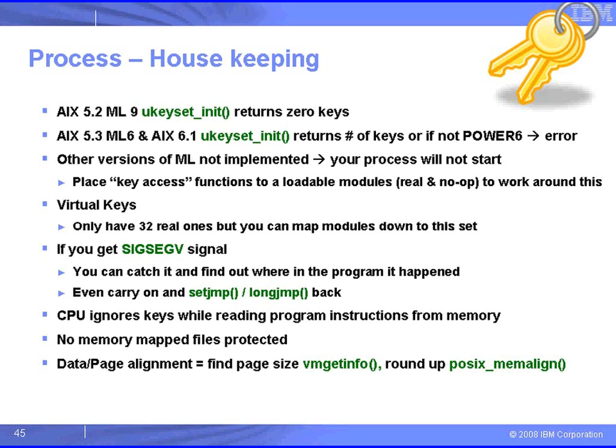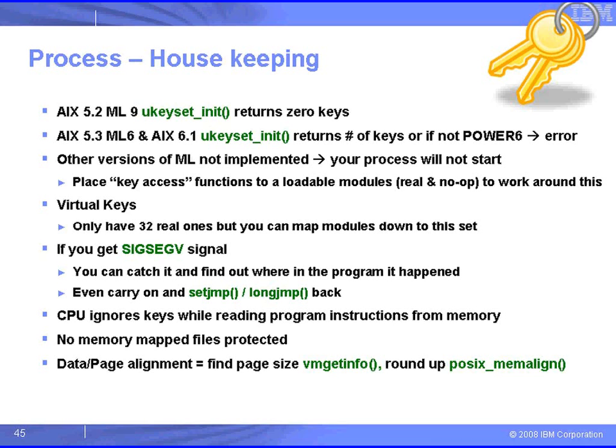If you're on older versions of AIX, you could put your key access functions into a loadable module and then decide whether to load that module at runtime. There is a very limited number of real keys on the system, and you're encouraged to use virtual keys and move the real keys around when you recompile your program so that you can actually test various modules inside your code. You also have to decide what to do if you have a memory protection signal generated.